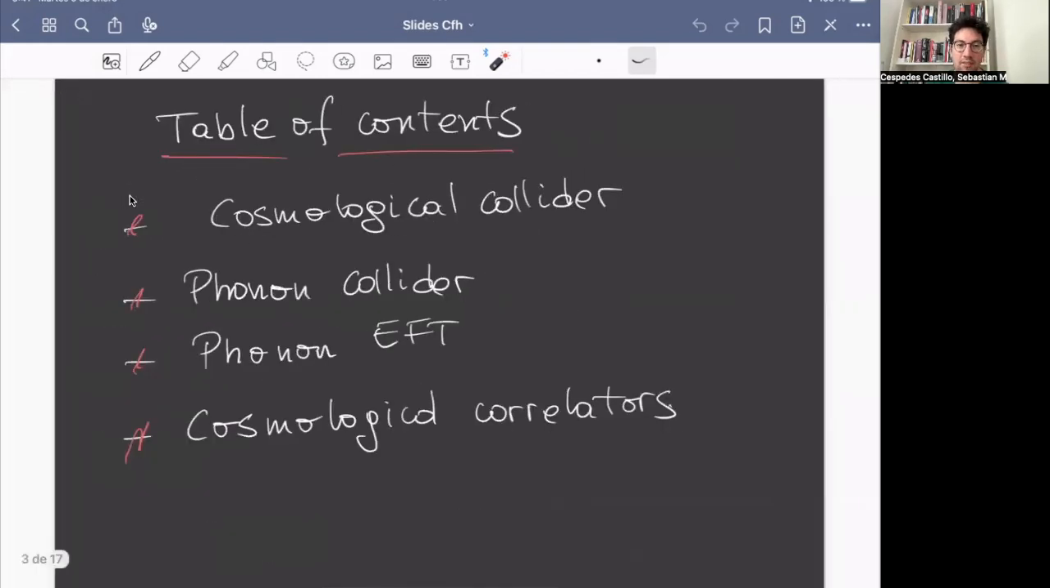So I'm gonna start by giving you some contents. First we're gonna discuss what is called the cosmological collider signal. Then we're gonna talk about a particular example, which is called the phonon collider. Then we're gonna write an EFT for these phonons, and we're gonna end by extracting observations from these EFTs.